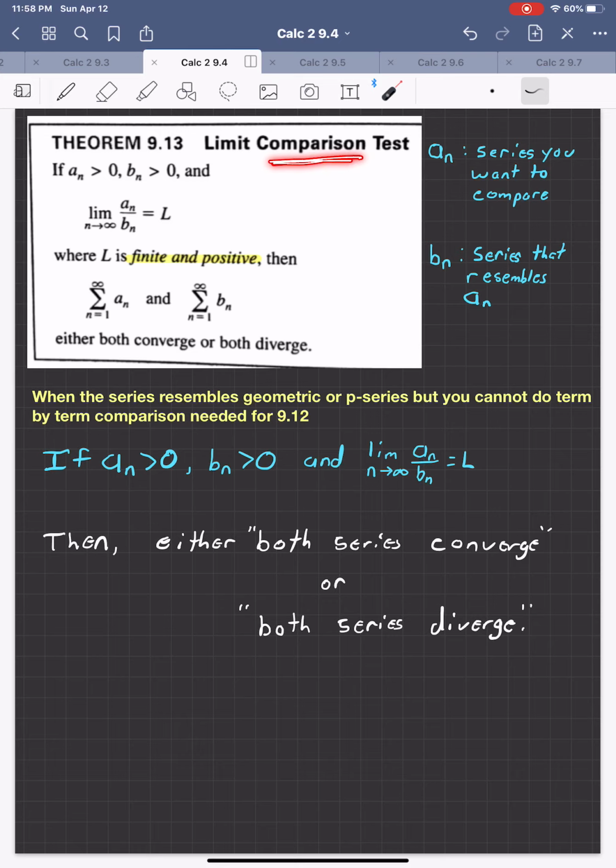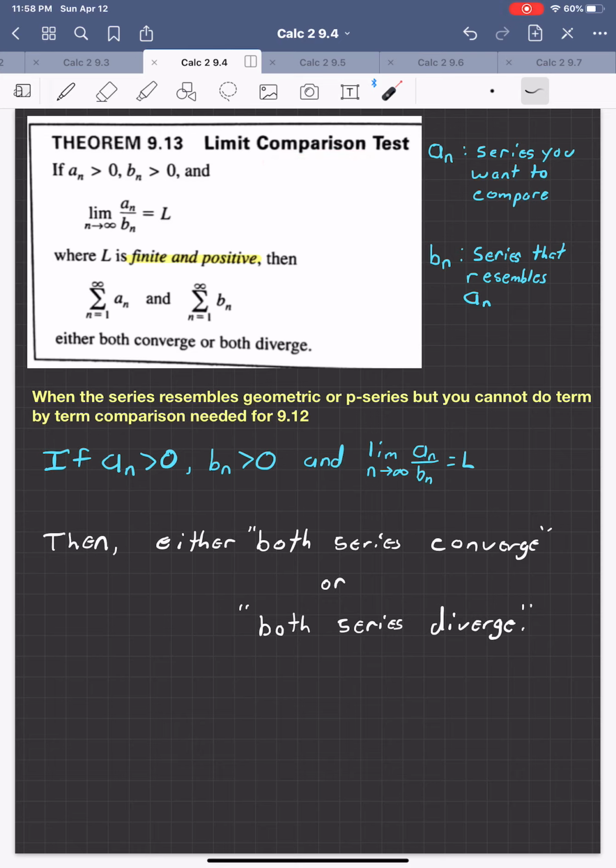All right, still in section 4 of chapter 9, and we're gonna again develop another test. So we're still doing comparison tests. The previous comparison test was a direct comparison test, a term-by-term comparison test. We're now going to look at a scenario where you can't do a term-by-term comparison, or it's extremely cumbersome to do a term-by-term comparison.